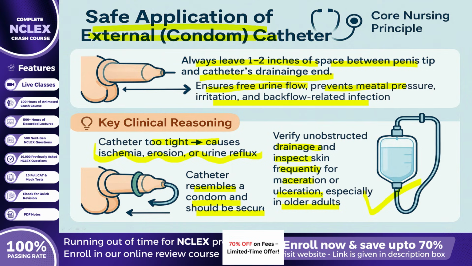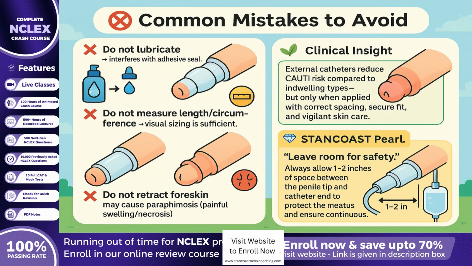Now let us briefly examine why the remaining options are incorrect to enhance your NCLEX level reasoning. Starting with Option 1, lubricating the penis before applying the catheter is incorrect because lubrication interferes with the adhesive surface of the external catheter, leading to loosening and potential leakage. Remember, external catheters are not inserted into the urethra, so lubrication is unnecessary. Instead, ensure the skin is cleaned, dried thoroughly, and free of oils or lotions before application. Option 2, measuring the length and circumference of the penis is not required.